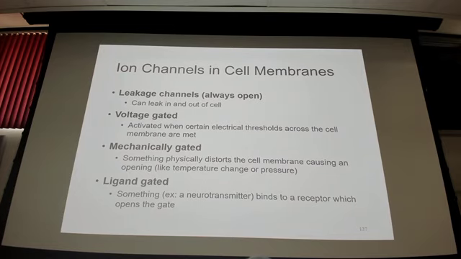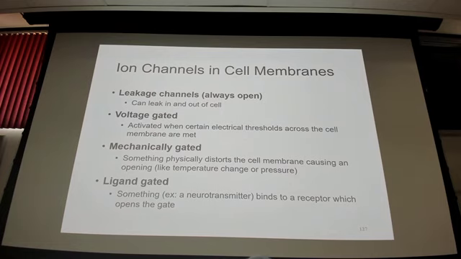Voltage gated, what does it sound like? It's gated: when a certain threshold of positive or negative is met, that gate opens and ions are allowed to go through. We're going to talk about those a lot today. Mechanically gated is exactly like pressure, temperature, force, something like that, distorts the channel and opens it and allows things to pass through.